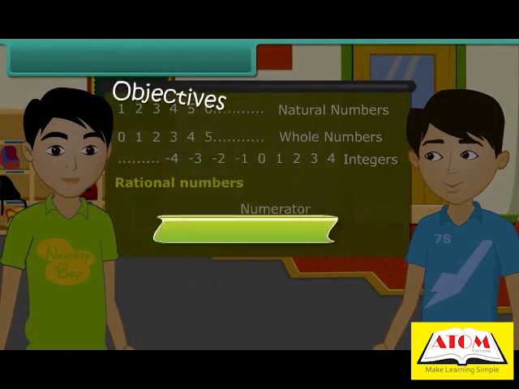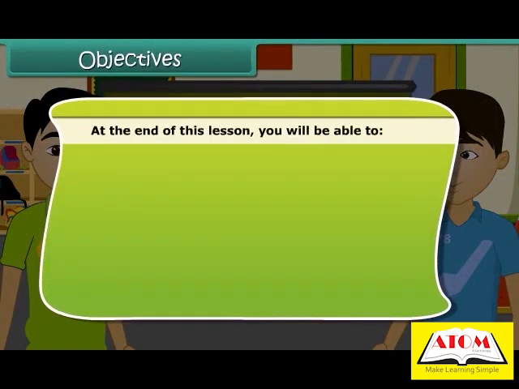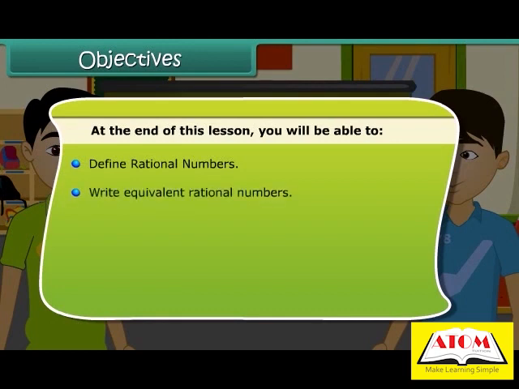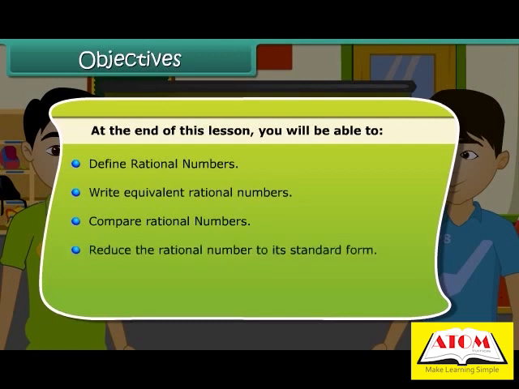Objectives. At the end of this lesson, you'll be able to define rational numbers, write equivalent rational numbers, compare rational numbers, reduce a rational number to its standard form, and add, subtract, multiply, and divide rational numbers.